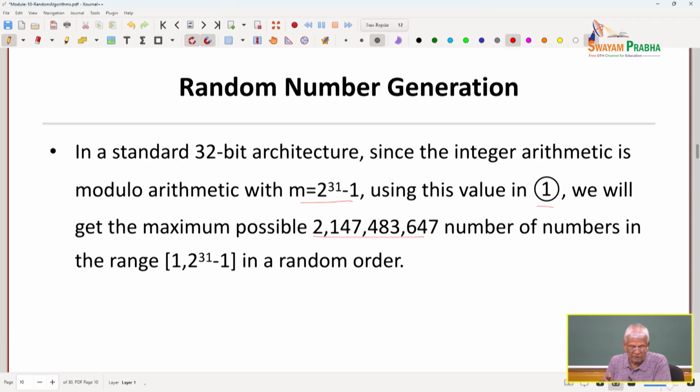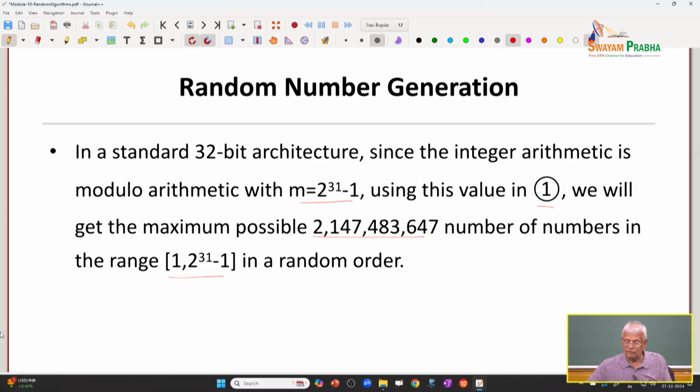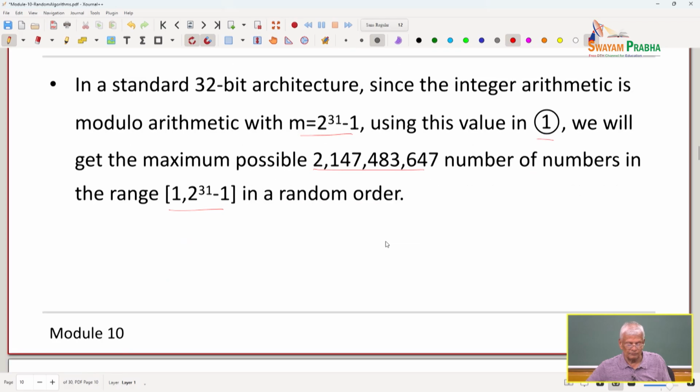So the maximum number of numbers you can generate is 1 to 2 to the power of 31 minus 1 in some random order. Therefore, I have a copious supply of pseudo-random numbers from this. So I would like you to be able to write a simple program so that you can generate your own random numbers instead of depending on mathematical software. But you can also use mathematical software, but I want you to understand what goes on within the mathematical software. So that's the idea here.